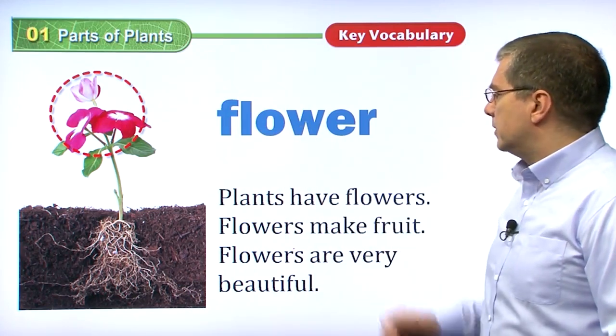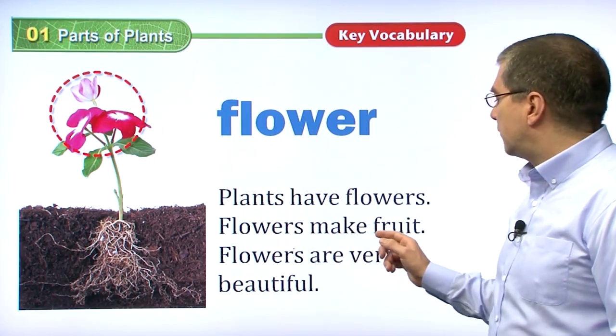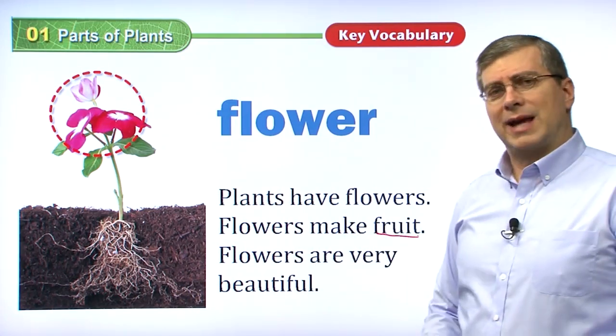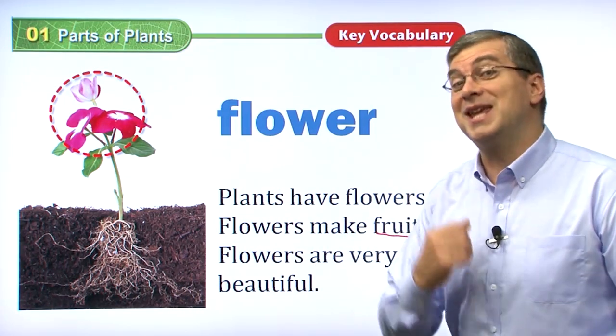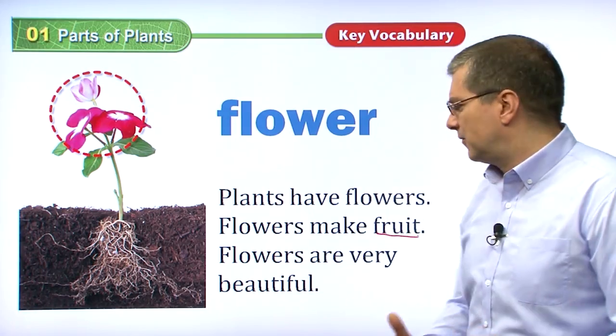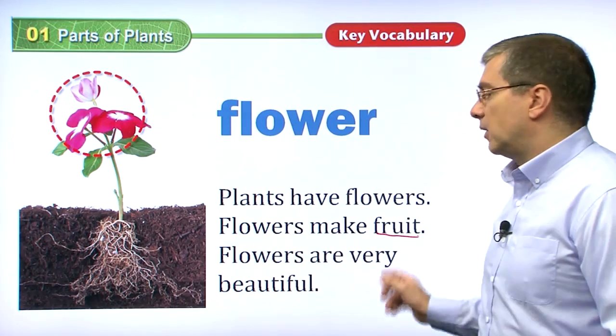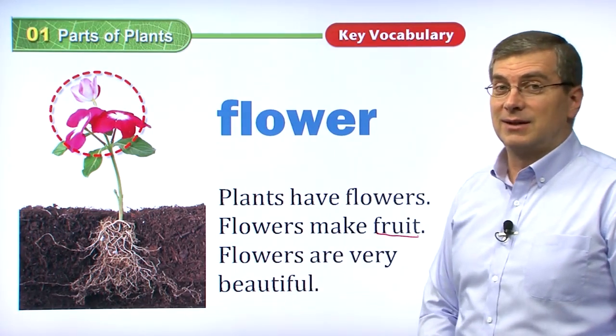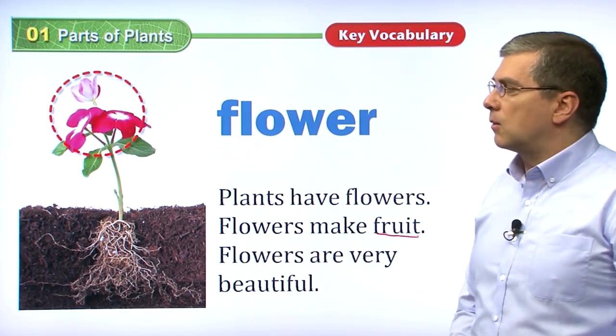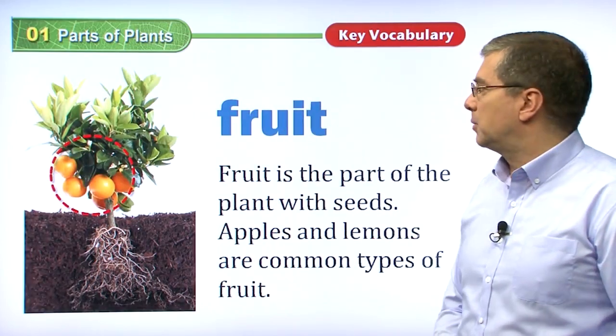Plants have flowers. Flowers make fruit. Well, that's what they do for us, right? Because we eat the fruit. But what does the fruit do for the plant? We'll find out soon. Flowers are very beautiful, as I've said, right? Well, what is it about flowers and fruit that is good for the plant?